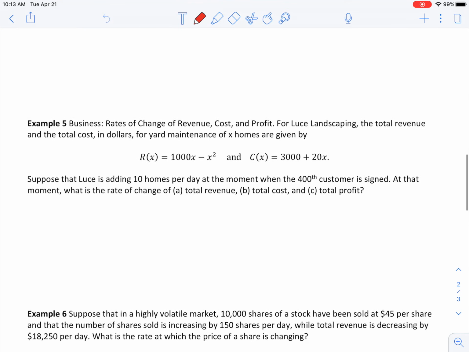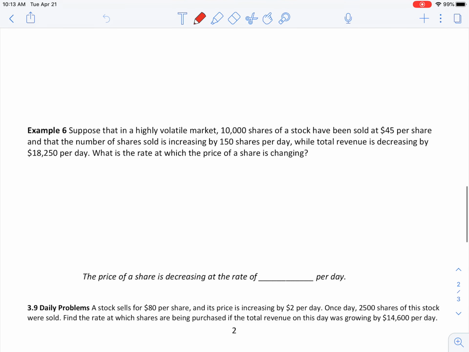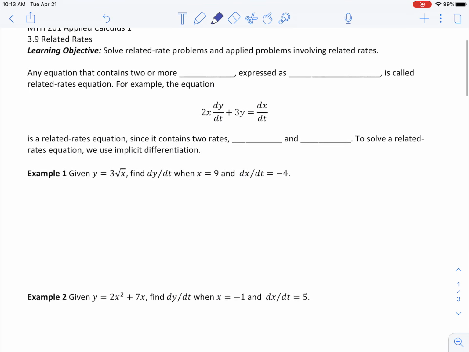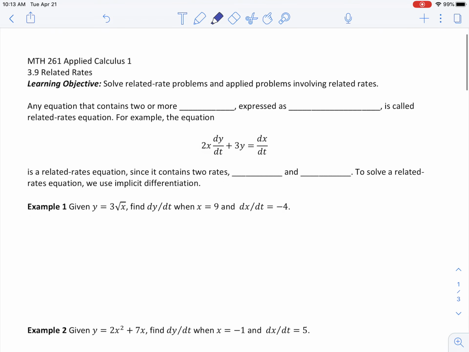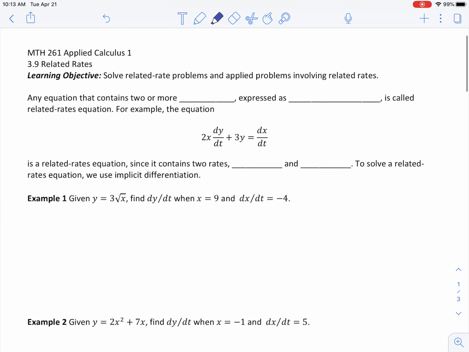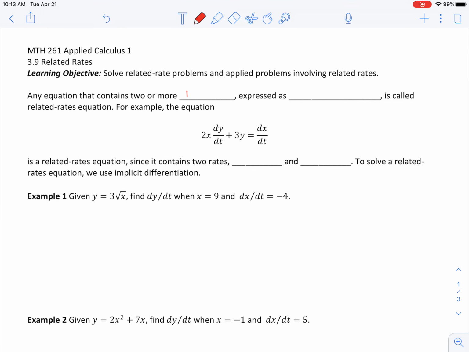In section 3.9, we will solve related rates problems and applied problems involving related rates. I have 6 examples ready for you, and after those 6 examples, I will ask you to try the 3.9 daily problem. A stock sells for $80 per share, and its price is increasing by $2 per day. I typed this one on Canvas for you, so I want you to try this after this lesson, okay? All right, starting with number 1, or actually, let's talk about what related rates are.